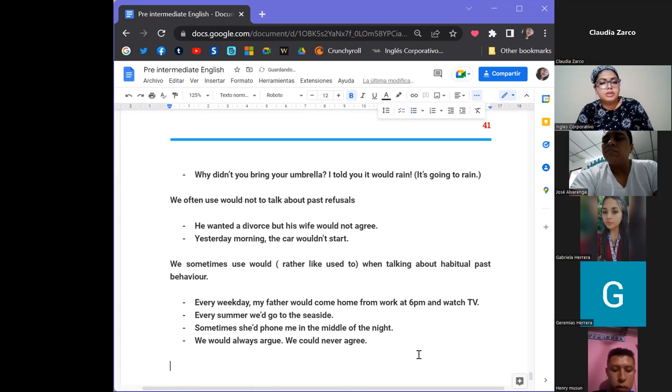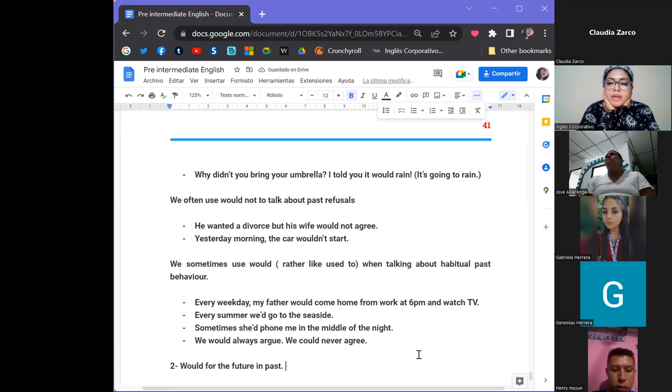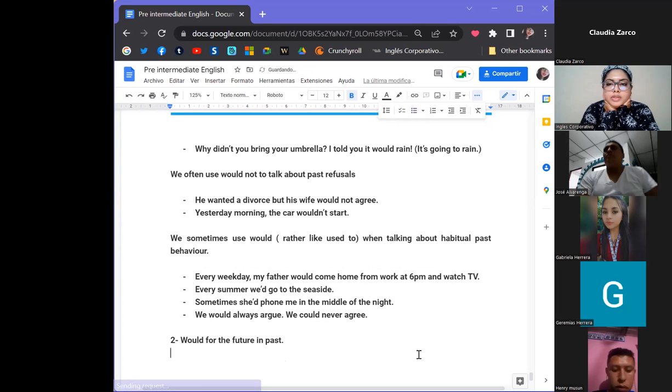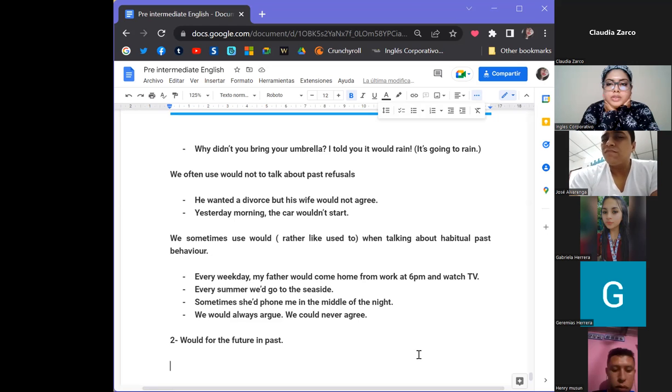So what is the second use for the would? We have would for the future in past. So it's kind of confusing because we are talking about future in past. But now we are going to see why are we saying something like that, because it's kind of hard to understand why we're talking about future when we are in a past time. So when talking about the past, we can use will to express something that has not happened at the time we are talking about. So in that case, it is not like we are seeing the future. In that case, it's talking about something that is not happening in that moment that is in the past.